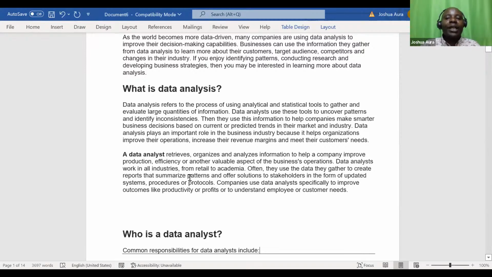Often they use the data they gather to create reports that summarize patterns and offer solutions to stakeholders in the form of updated systems, procedures, or protocols. Companies use data analysis specifically to improve outcomes like productivity or profits, or to understand employee or customer needs. Now listen here, who is a data analyst? Who is a data analyst?